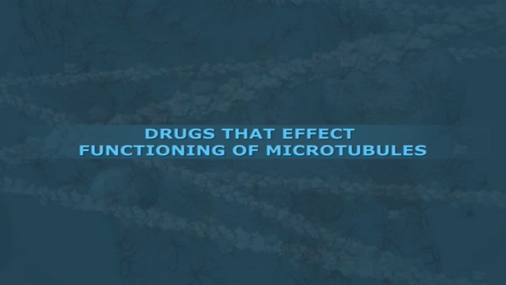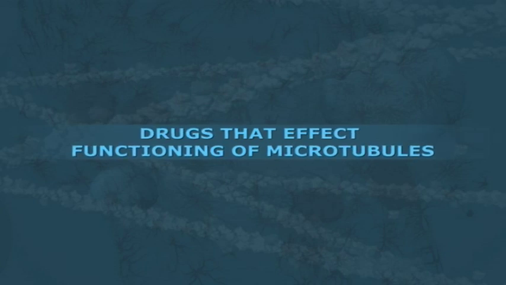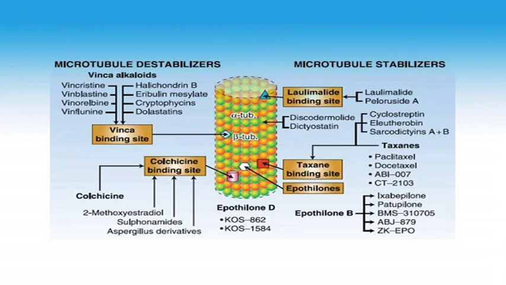Microtubule stabilizing drugs might therefore improve neuronal degeneration. Drugs that affect functioning of microtubules. A wide variety of drugs are able to bind to tubulin and modify its assembly properties. These drugs can have an effect at intracellular concentrations much lower than that of tubulin.